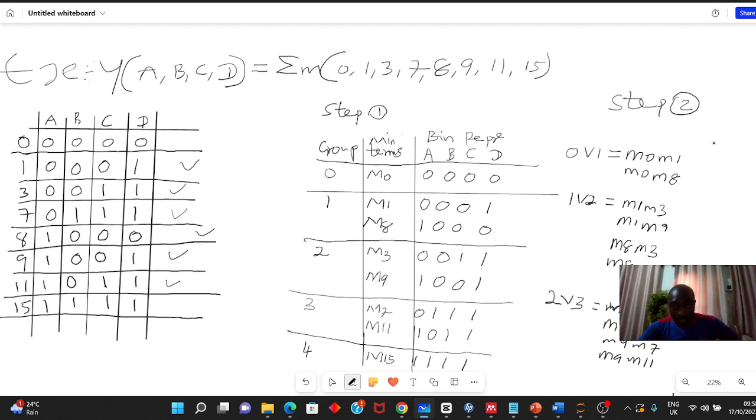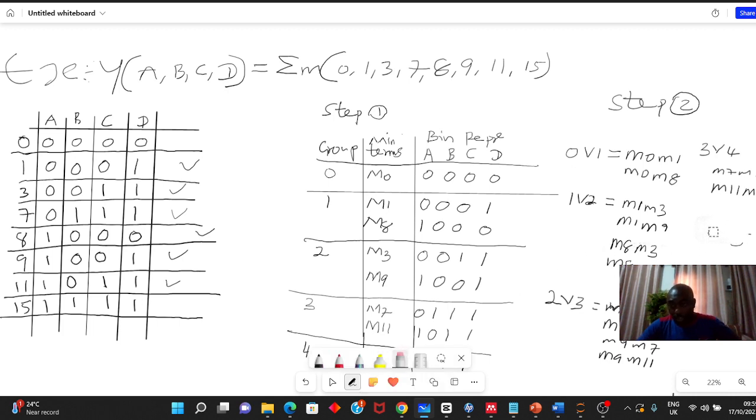Similarly, we are going to have 3 matching 4. So that we have M7, M15, right? M11, and then M15. So assuming we have another grouping at 5, that will be 4 versus 5, and then we'll match that up, and then we'll obtain the values.